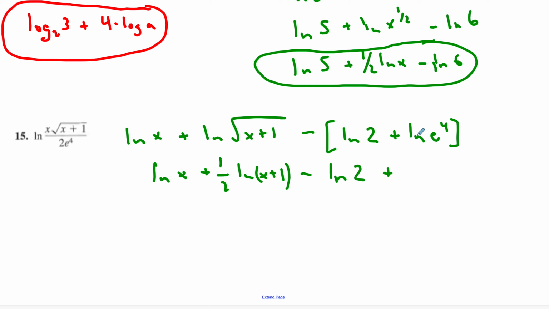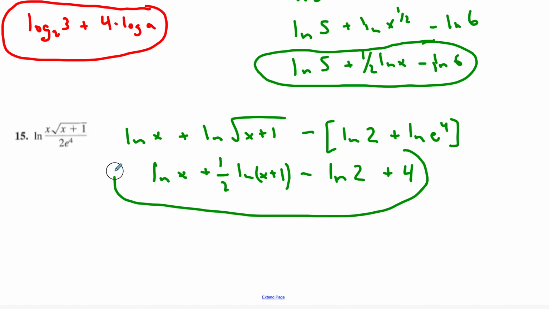You bring the exponent down, what's the natural log of e? Natural log and e are inverses, so they cancel. That would be a good final answer right there. Because you should recognize that the natural log of e, or the natural log of e to the 4th before you bring down the exponent, is going to be just 4. Okay? That's it.